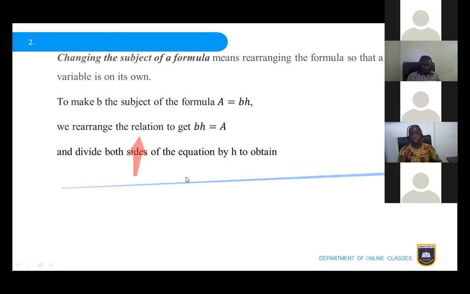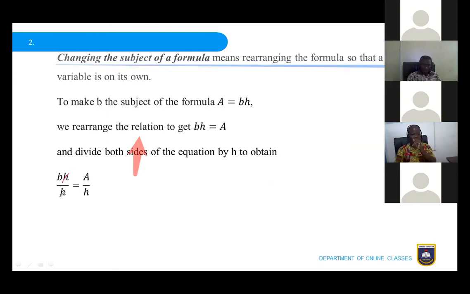And if you do that, we have BH divided by H equal to A divided by H, so that this H will cancel this H. Now, the moment this H cancels the down one, then you are now left with B, and that will be equal to A over H. So we can write our final equation as B equal to A over H.